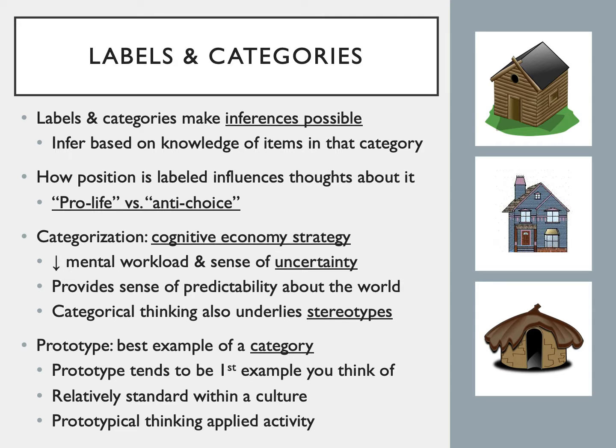Another way that labels affect how we think is through the labeling of various positions on an issue. For example, there's a big impact difference between the term pro-life and anti-choice. And it's absolutely no coincidence that individuals who are against abortion chose the term pro-life over the term anti-choice. Pro-life has a positive spin to it, whereas anti-choice certainly doesn't.